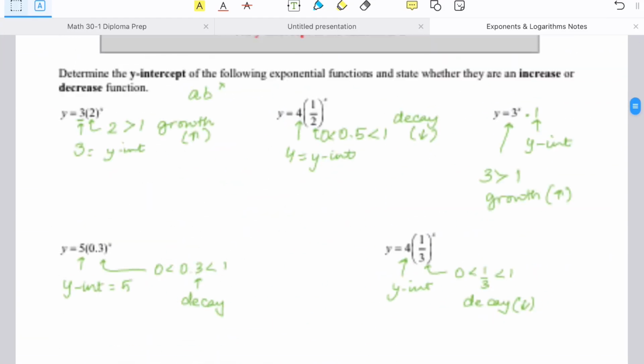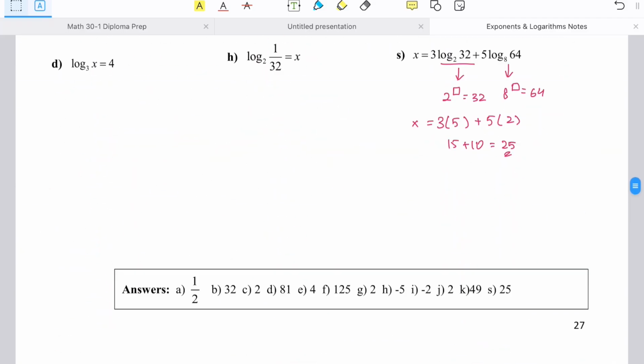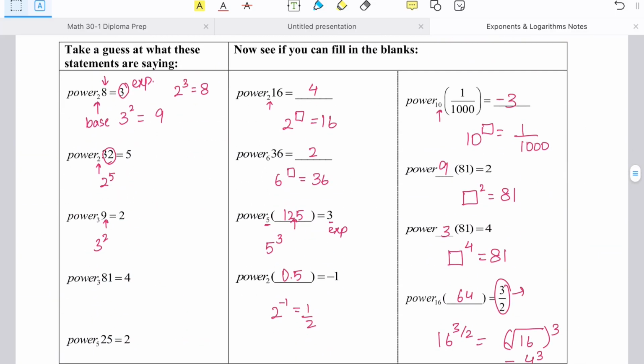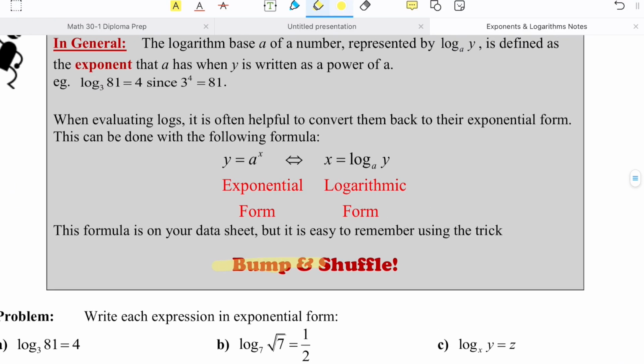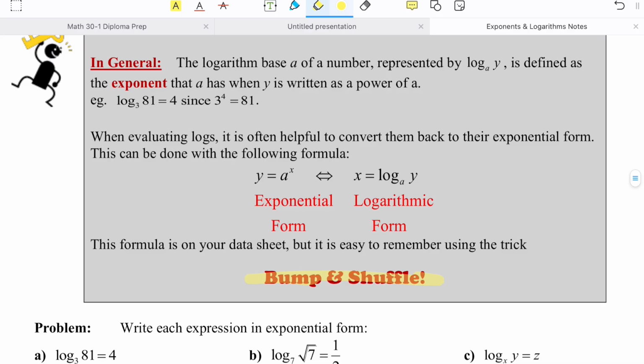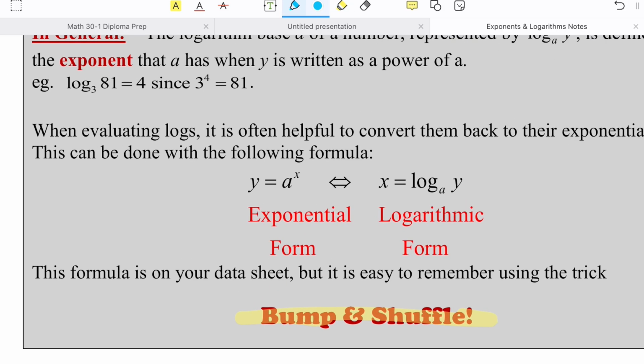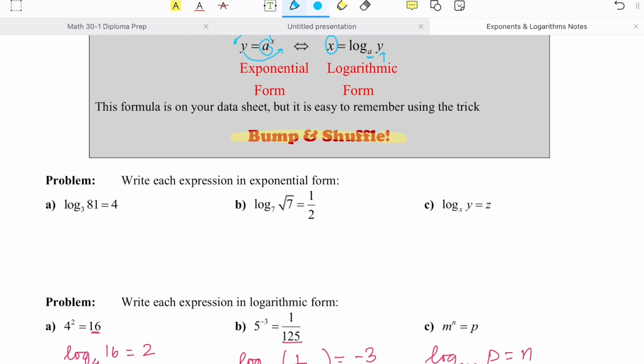Okay, everyone. So yesterday we did some exponents things, and today we're just gonna look at log. So you guys know what log is, right? And we can just basically bump and shuffle to go from exponential form to log form. So basically, what we're doing is this is our base, right? Our base goes over here in the log form, and our x bumps over there, and this shuffles, which gives us the y when we shuffle, and this is our bumping.